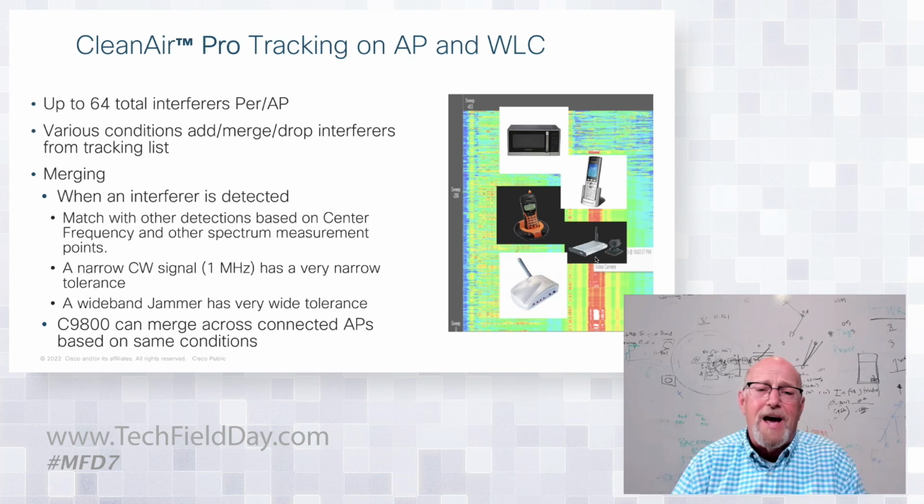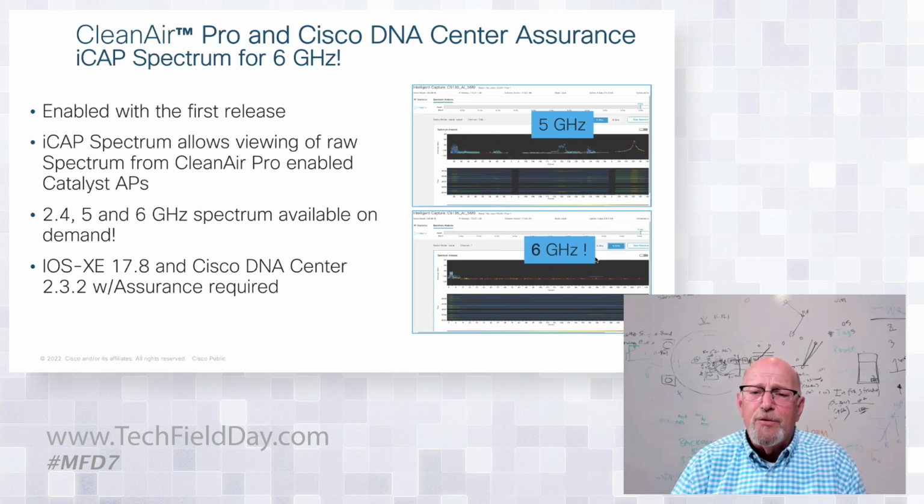We document adds, merges, and drops of interferers. With merging, when we see more than one device, you're going to get the full details on it. We know where every AP that detected it was, and we know where the closest one is. So it's all in a merge report. And this has been enabled already on 6 gigahertz ICAP spectrum.